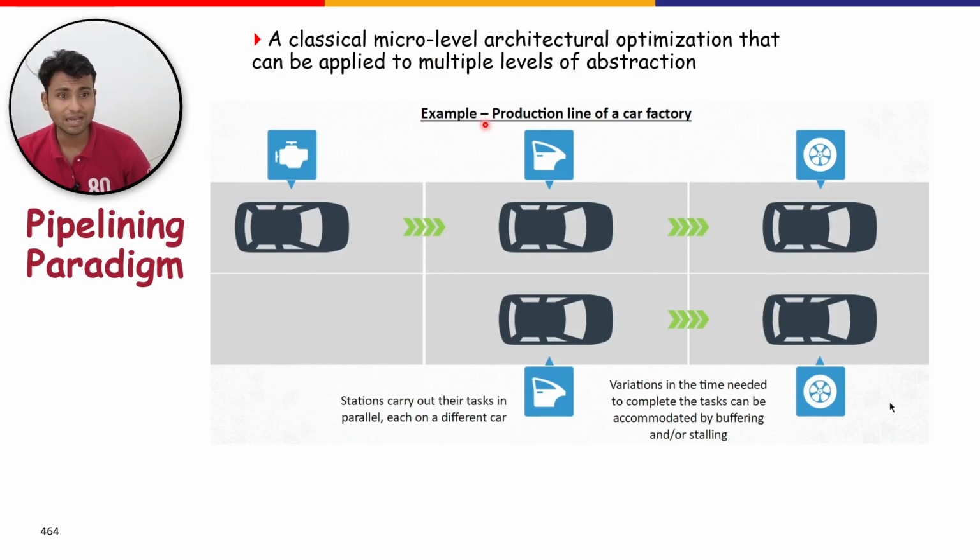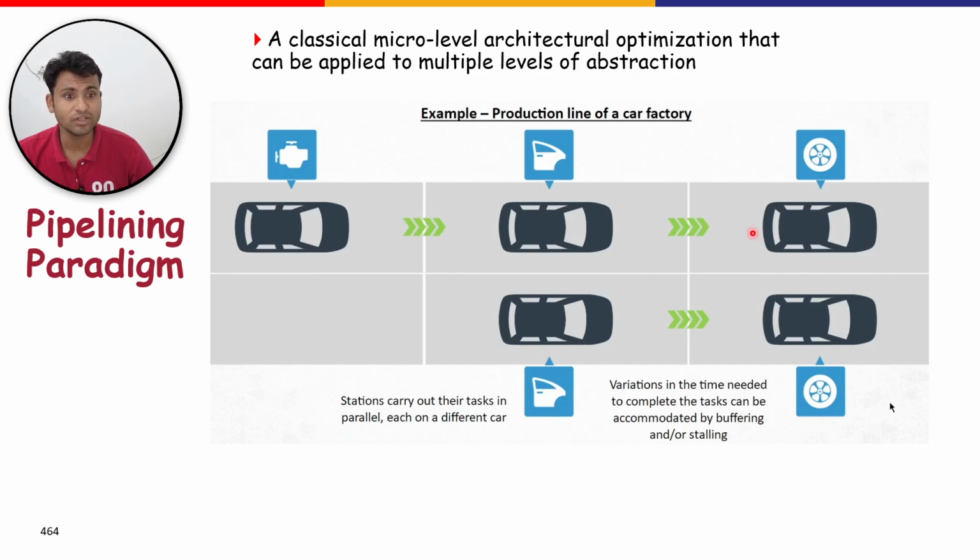A good example is the production line of a car factory where each specific task, such as installing the engine, installing the doors, and installing the wheels, is often done by a separate and unique workstation. The stations carry out their tasks in parallel, each on a different car. Once a car has had one task performed, it moves on to the next station.